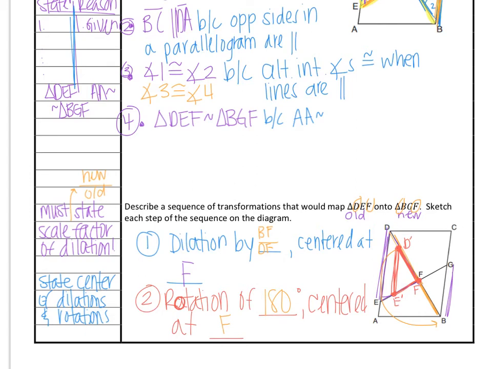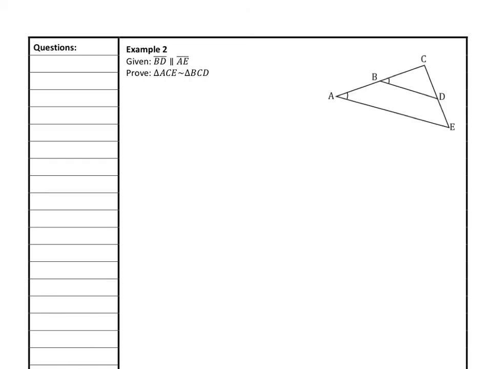If you flip it over, we'll take a look at one more proof, I believe. And then you're on your way to proving your own triangle similar by AA all the way. Okay, so this one tells us that BD is parallel to AE.